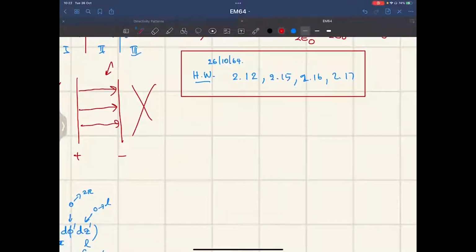Okay, next we have done the divergence of electric field. Now we come back to curl of electric field. Okay, let me line in.